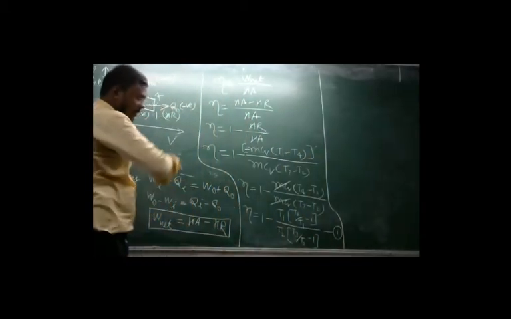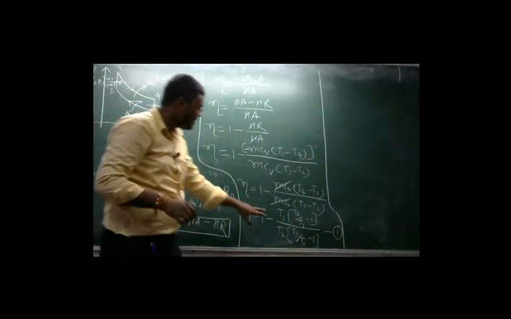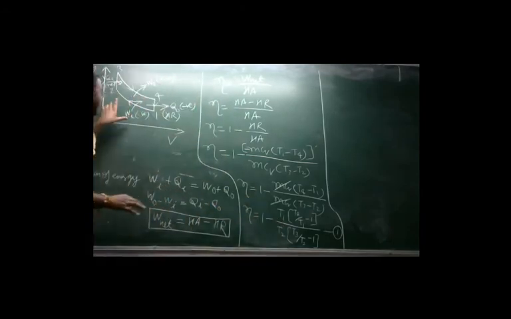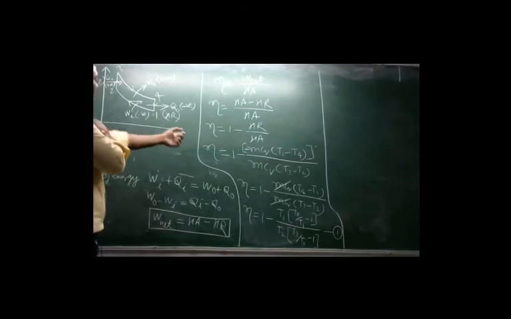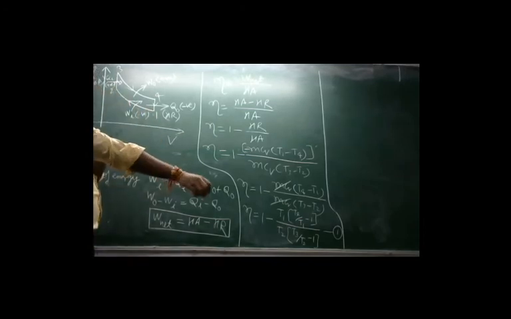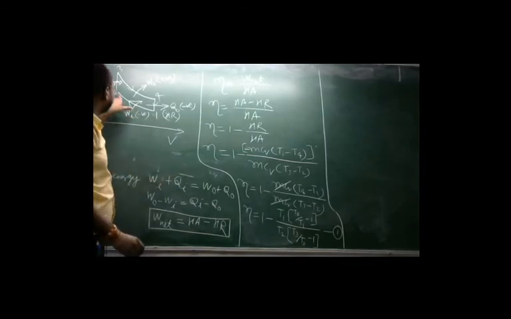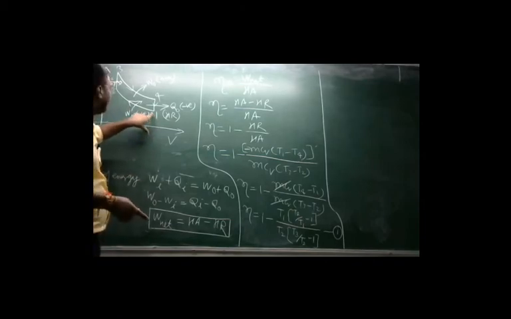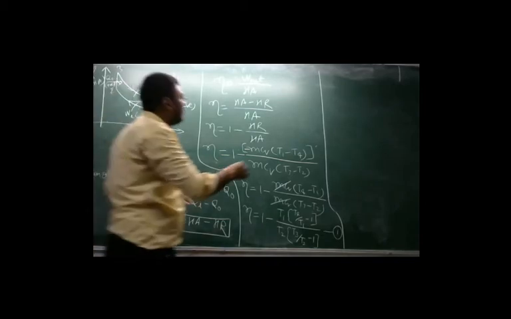Now, to simplify this equation, again we have to do some analysis from this diagram. From this diagram we can see that from 1 to 2 is reversible adiabatic compression. This is an adiabatic process, so if we write the relationship between temperature and volume, what will be the formula for that from 1 to 2?